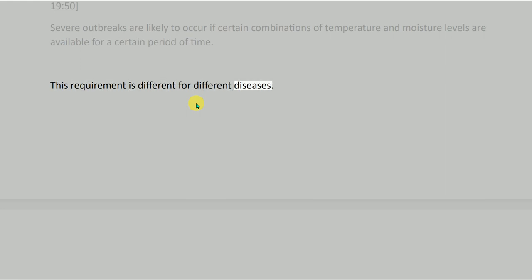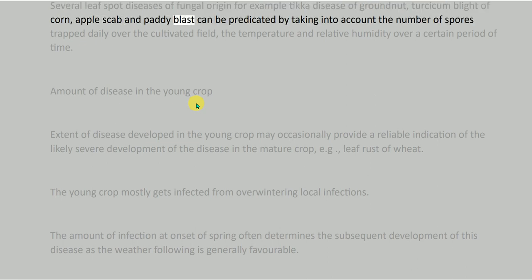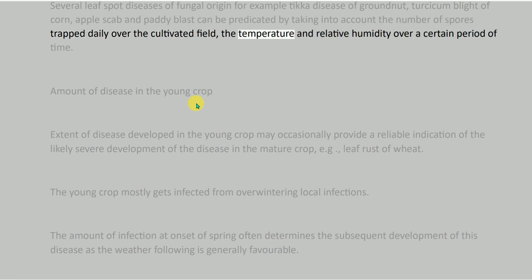Several leaf spot diseases of fungal origin, for example tikka disease of groundnut, Turcicum blight of corn, apple scab and paddy blast, can be predicted by taking into account the number of spores trapped daily over the cultivated field, the temperature and relative humidity over a certain period of time.